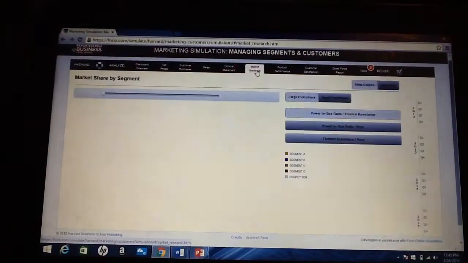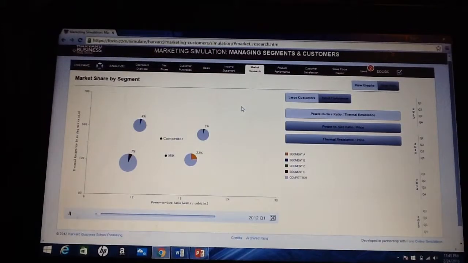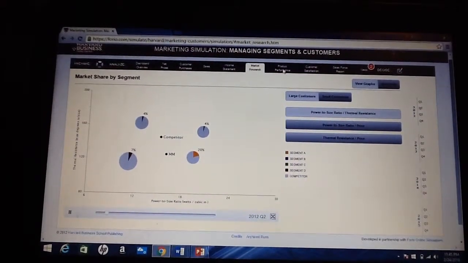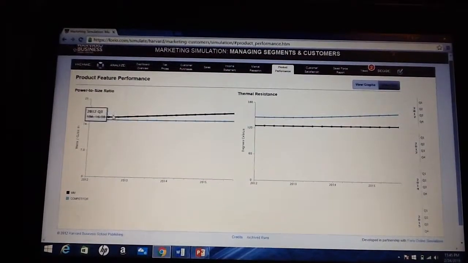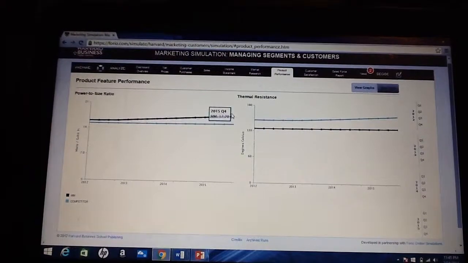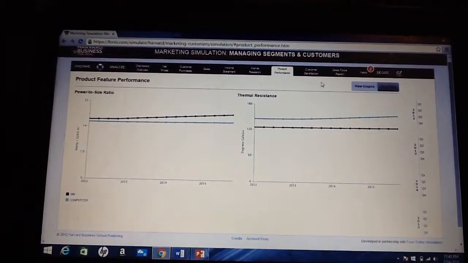Market research and product performance. This just shows you how your performance has increased over the quarters and how your competitors have increased over the quarter.